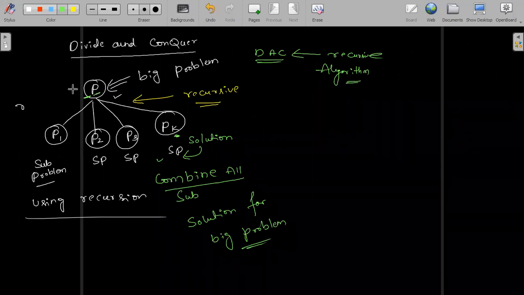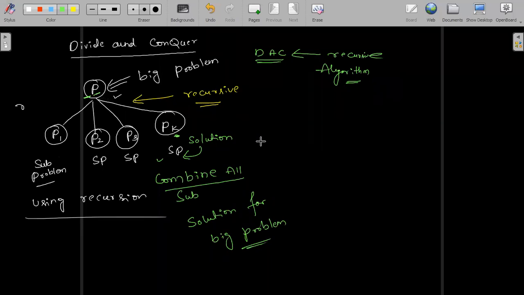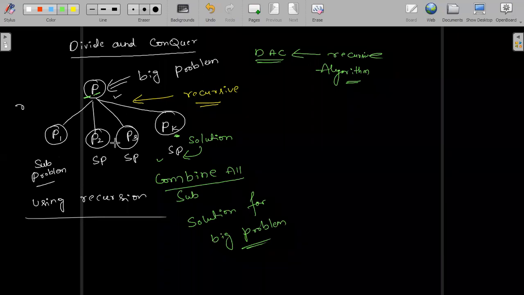When you are doing division, what are we going to do? We are going to use recursion until where? Until I get the solution for that particular sub problem. So after getting the solution for every sub problem, what will I do? I will combine them together. Finally, we will get the solution for the big problem. That is exactly what is called divide and conquer. Here, let's go to the next slide.